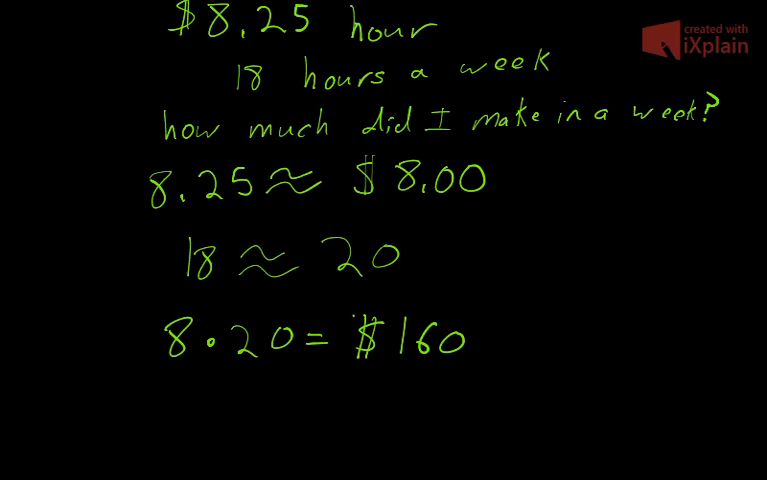We could do the actual math here. I think it would be just a couple dollars less than this, but it's actually very, very close to the actual answer. So all we're doing with estimating is we are rounding our numbers, then we're doing the math, and then we get a number that's pretty close.